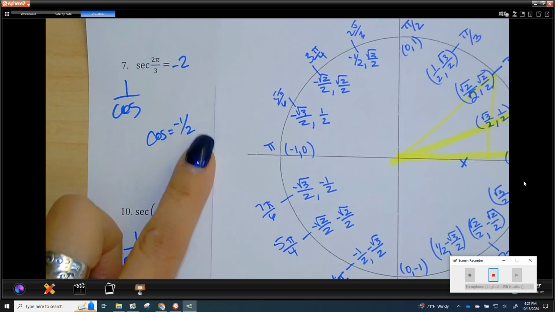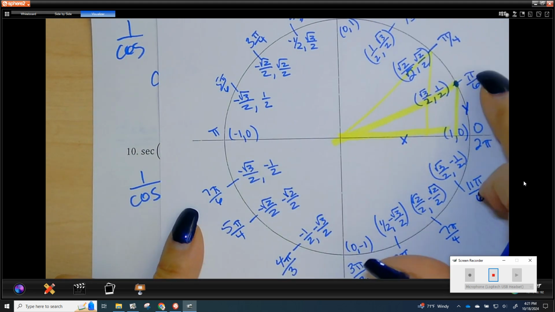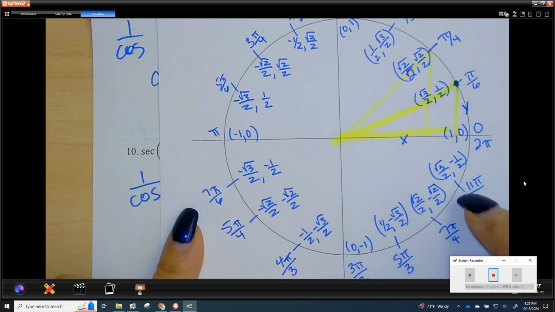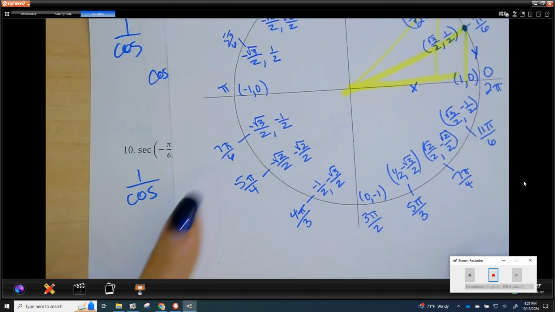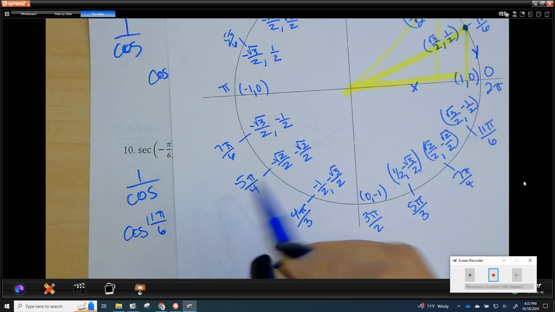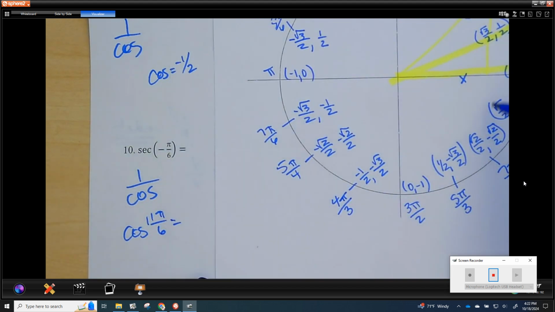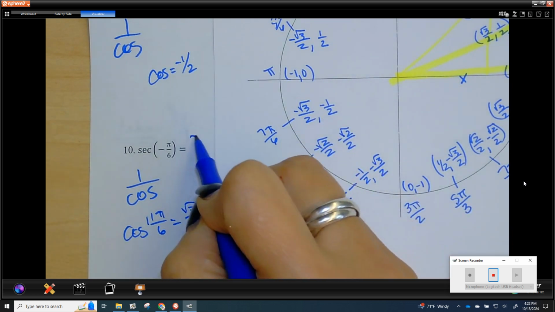Just flip it. And then the last one, negative pi over 6. So I find pi over 6. Negative is this one, equivalent to 11 pi over 6. So cosine of 11 pi over 6. That's 1 less than 12 pi. Cosine is your x, which is square root of 3 over 2. Take the reciprocal, 2 over square root of 3.